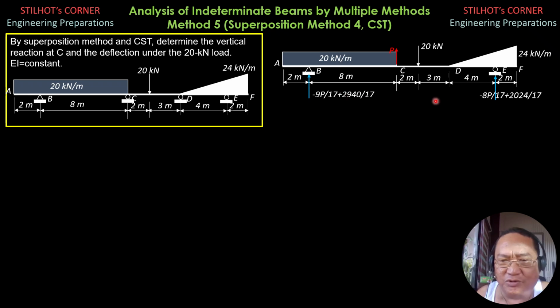Due to the load, you sum up moment about E, you will get 2940 over 17 kilonewtons at B, and at E 2024 over 17 kilonewtons. Then focus on the effect of P alone. Summation of moment about E: reaction at B due to P times 17 plus P times 9 equals 0. That's why we have here negative 9P over 17. I hope you also know that at E due to P is negative 8P over 17.